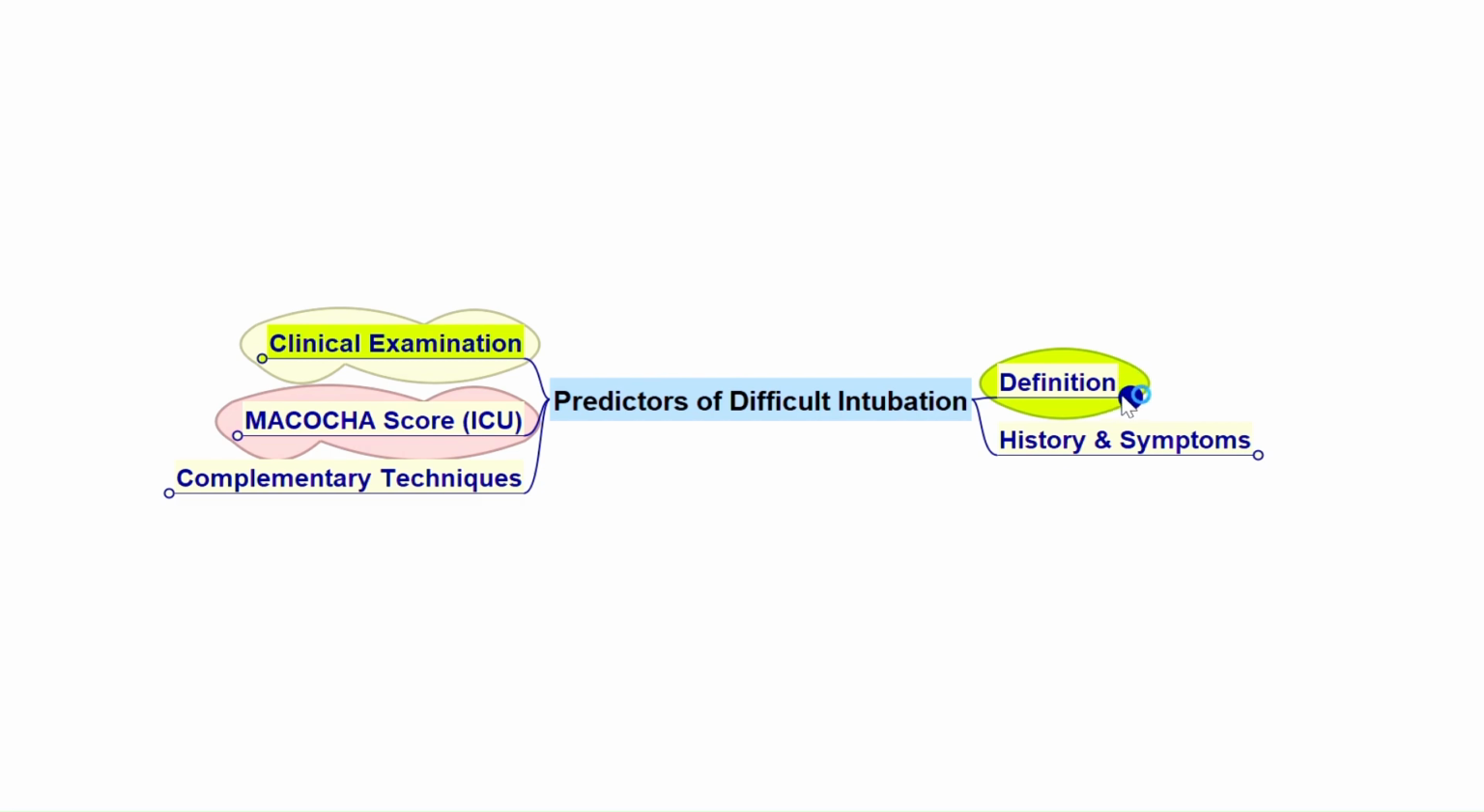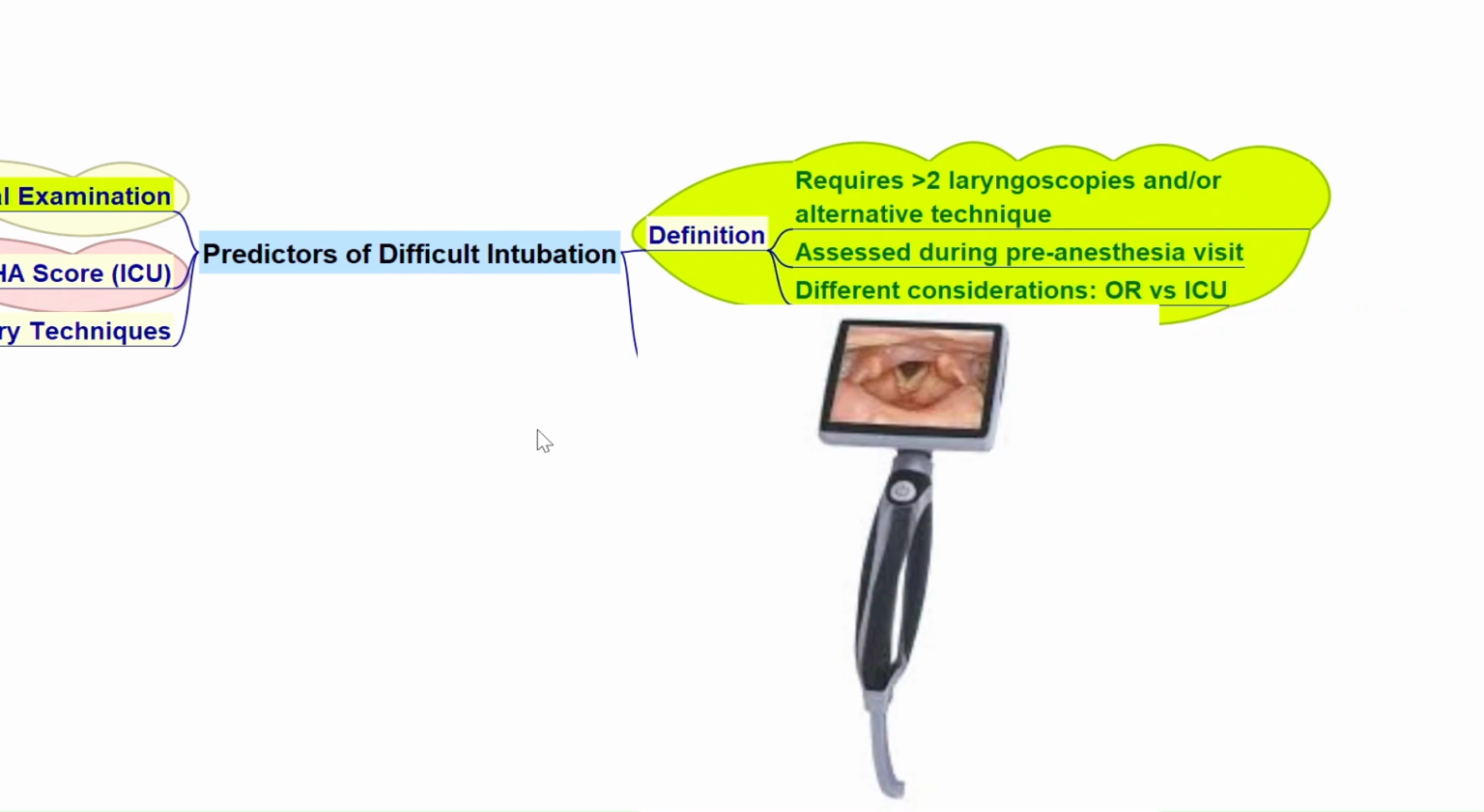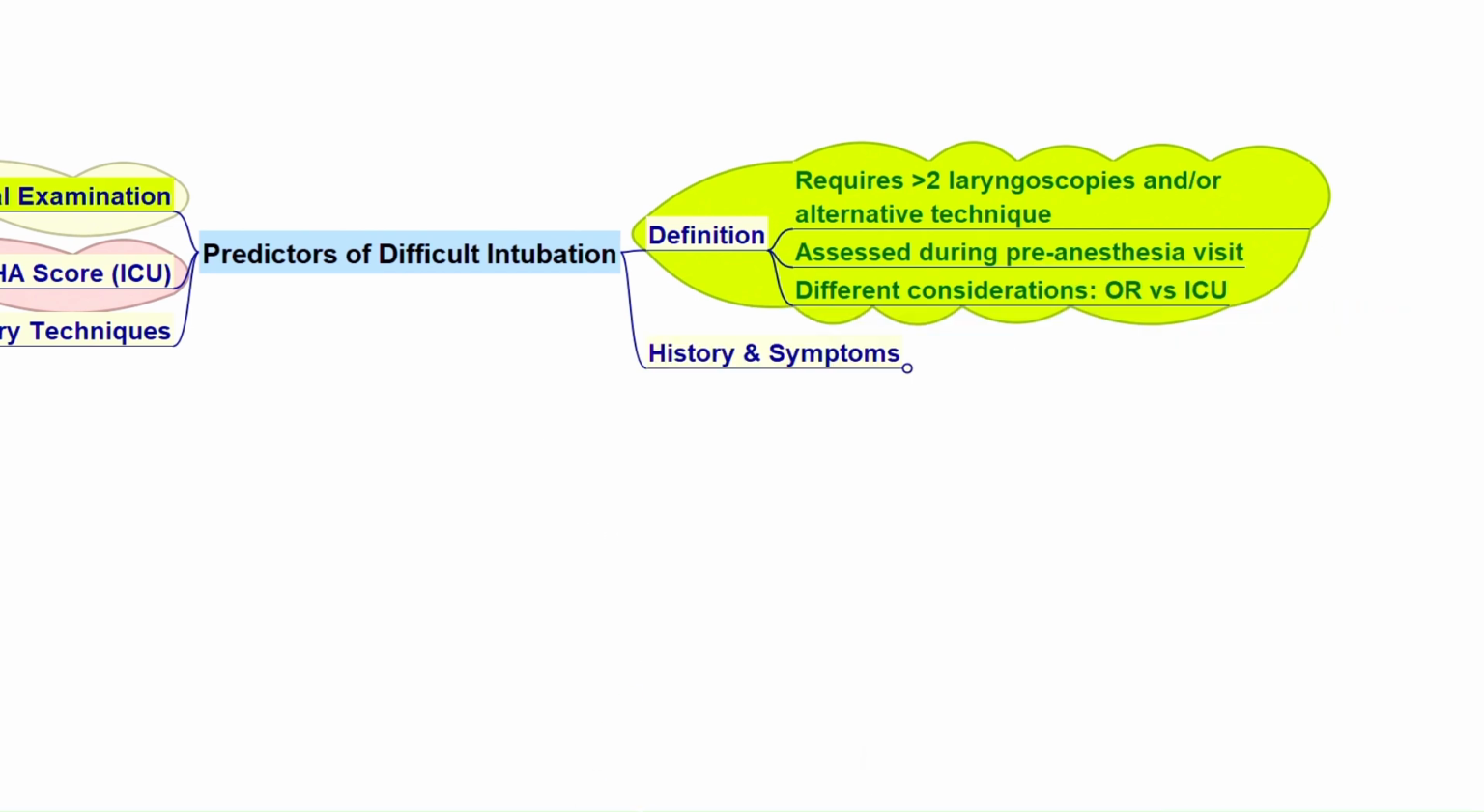The definition is the need for 2 laryngoscopies and alternative techniques. The conditions for intubation are assessed during the pre-anesthetic visit. It should be noted that there is a difference between the operating room and the intensive care unit.